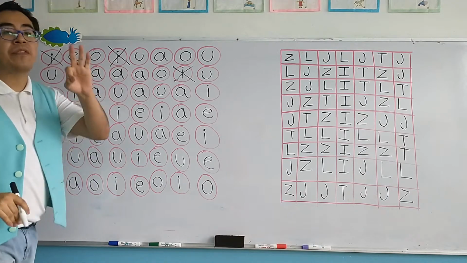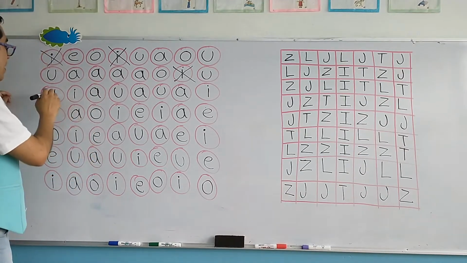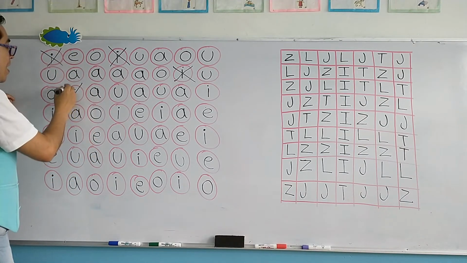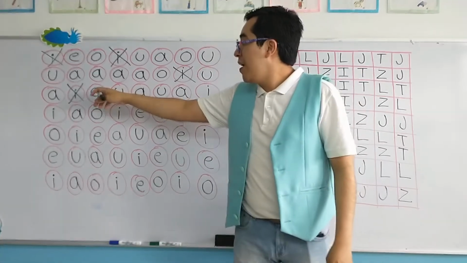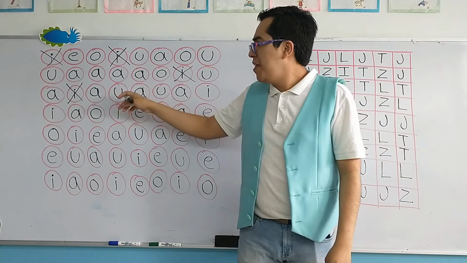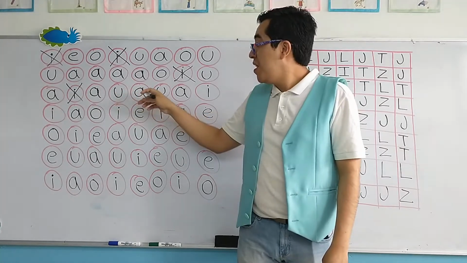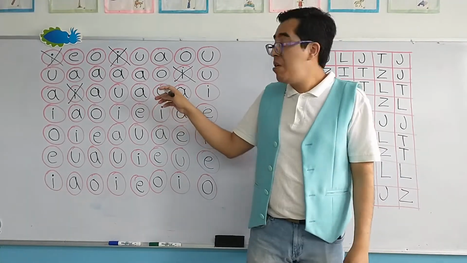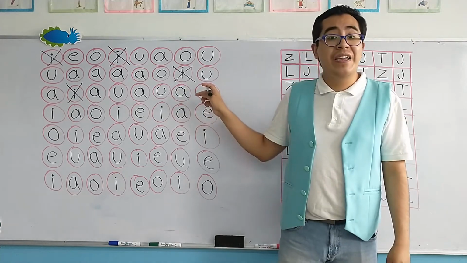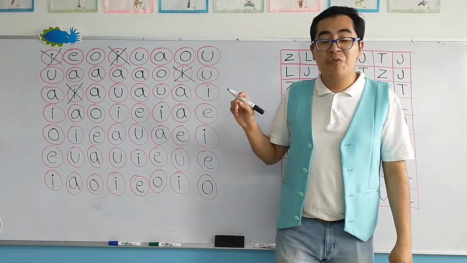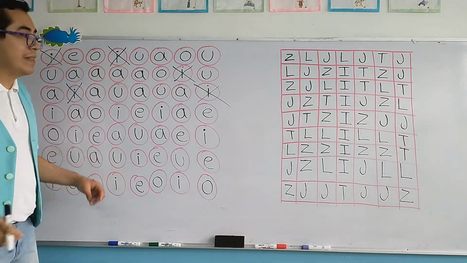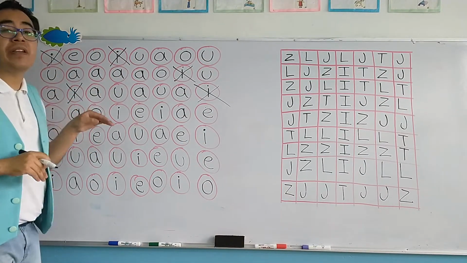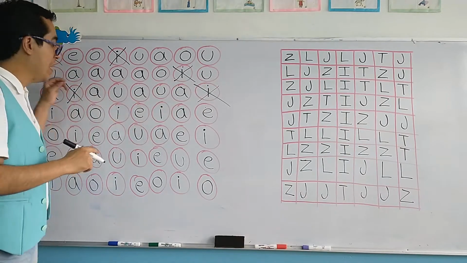Let's continue with the third row, la tercera fila. Letter A, letter I, so we mark it with an X. Letter A, no. Letter U, no. Letter A, letter U, letter A. Letter I, it's right here, so we mark it with an X. The letter of island. Let's continue with the next row, la siguiente fila.